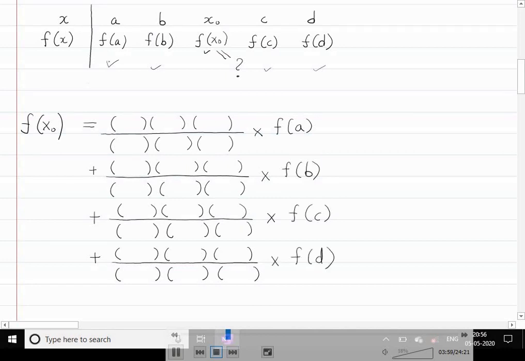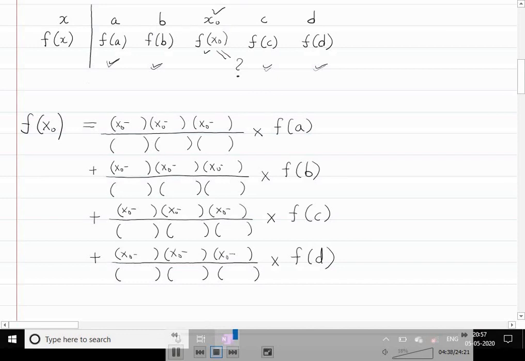Now I want to find the value at x naught, so I will have to fill that x naught everywhere in the numerators. So I will write x naught in the numerator of all four terms: x naught minus, in the numerator of the second term x naught minus, everywhere, third also: x naught minus, x naught minus, x naught minus, x naught minus.